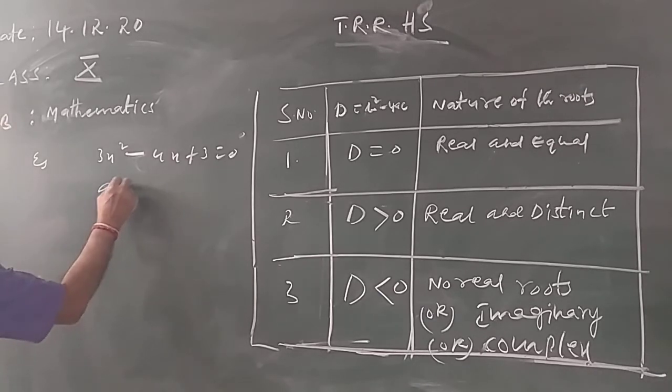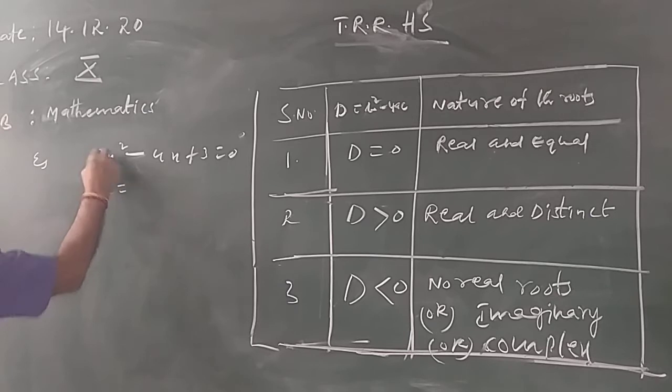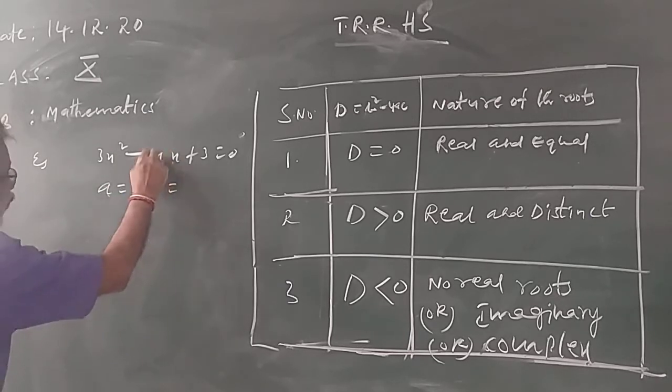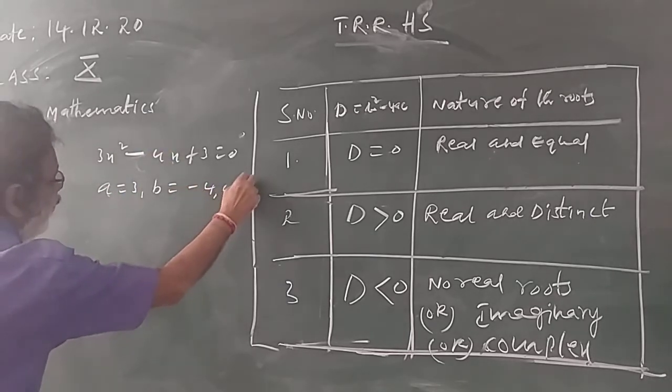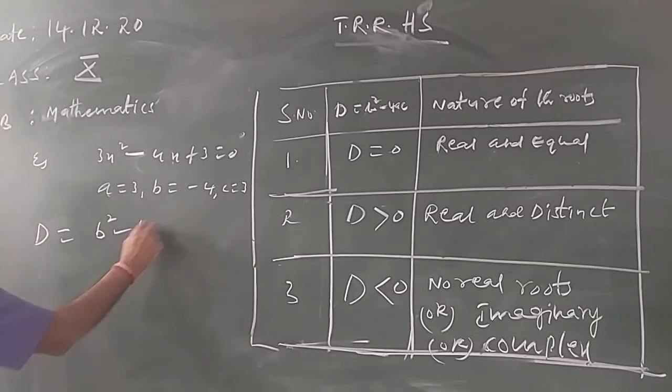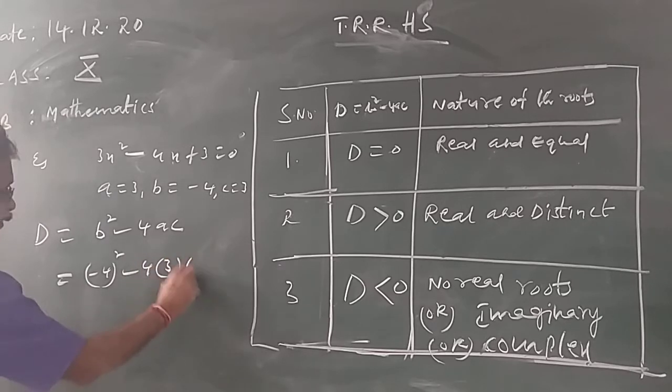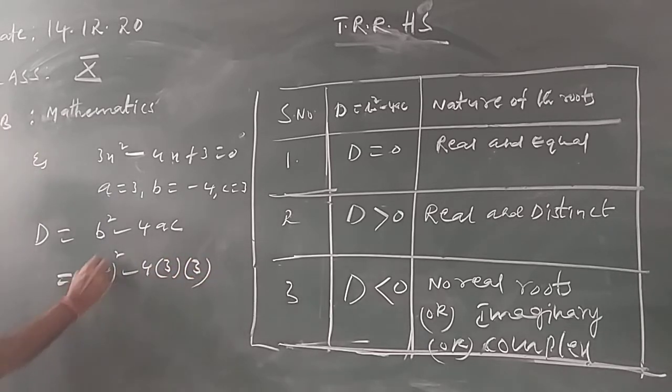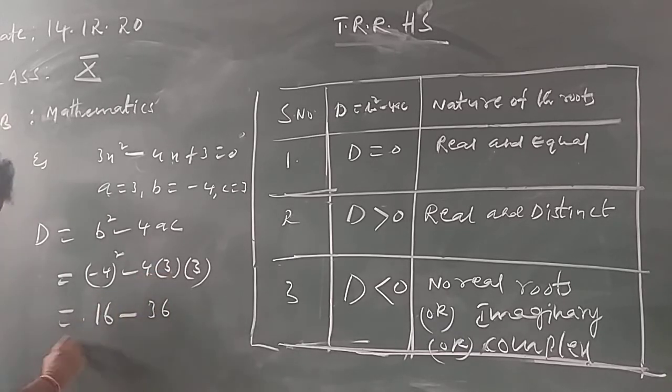To find the discriminant, you have to write the a, b, c values. A, the coefficient of x square, is 3. B, the coefficient of x, is minus 4. C is equal to 3. Now, find the discriminant. D equal to b square minus 4ac. B is minus 4, square, that is plus 16, minus 4 times 3 times 3, which is 36. 16 minus 36 is minus 20.